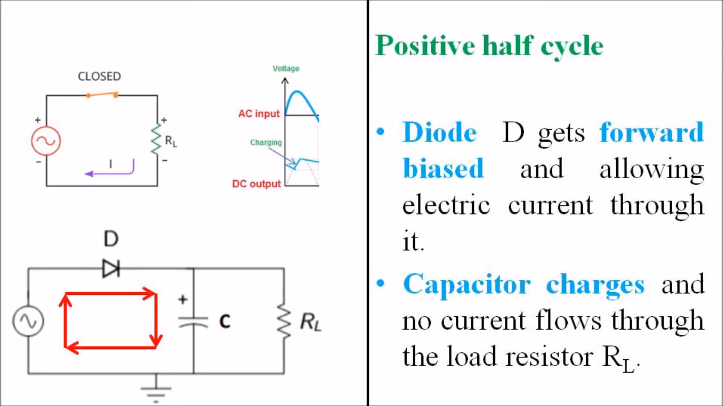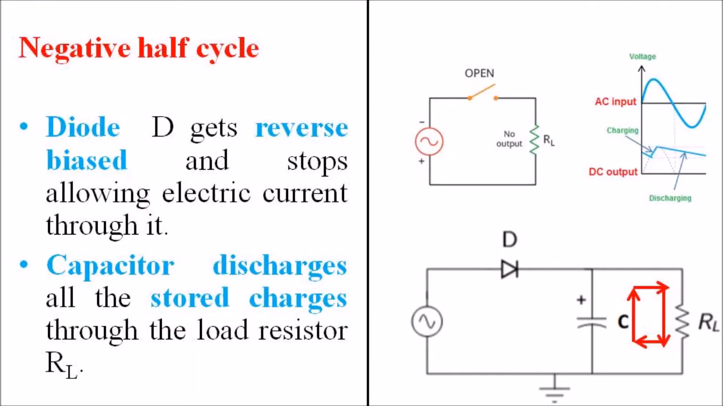When the capacitor is fully charged, it holds the charge until the input AC supply to the rectifier reaches the negative half cycle. When the negative half cycle is reached, the diode D gets reverse biased and it stops allowing electric current through it. During this non-conduction period, the input voltage is less than the capacitor voltage. So the capacitor discharges the stored charge through the load resistor RL. This prevents the output load voltage from falling to zero.